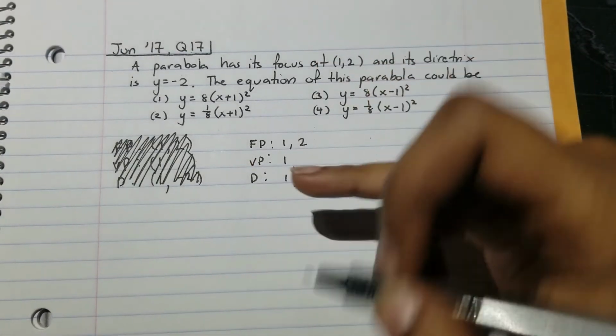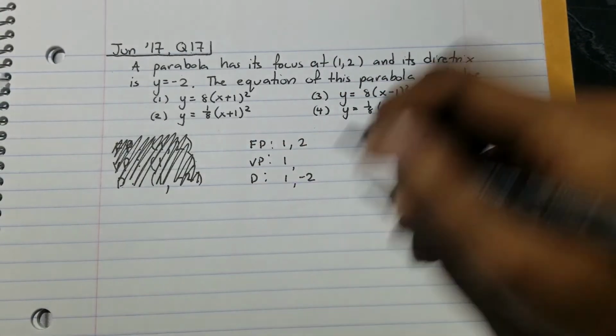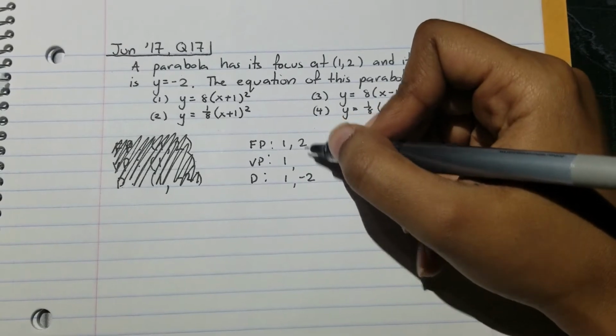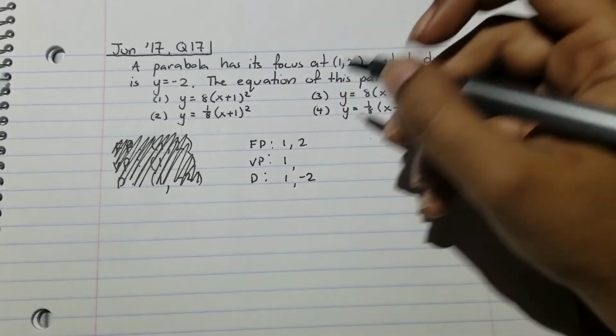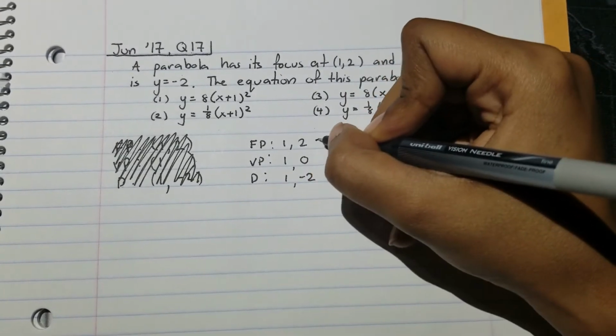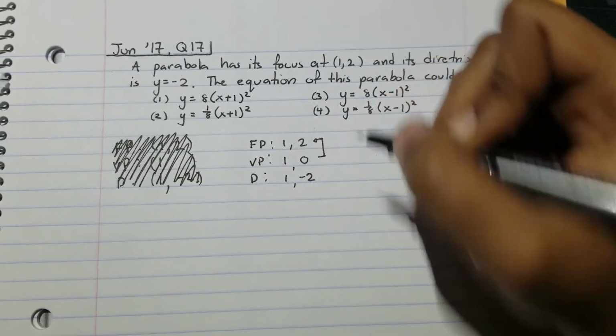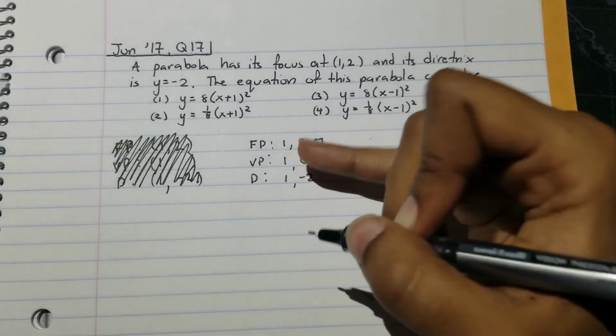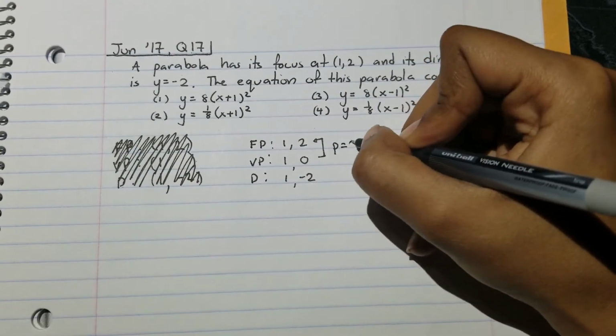Now we want to find the midpoint of the focus point and the directrix. That's going to be -2 plus 2, that's 0, divided by 2, that's 0. Let's find our focal length: to get from 0 to 2, the focal length is just 2.